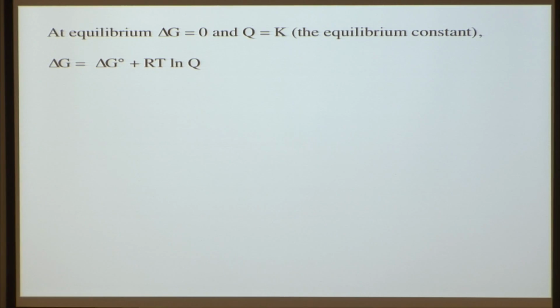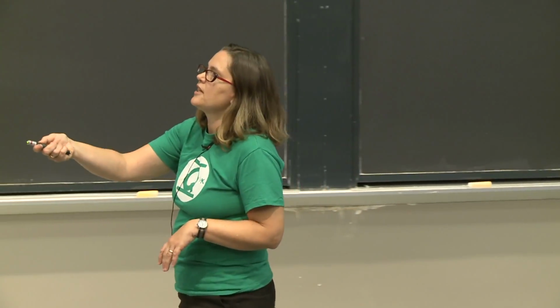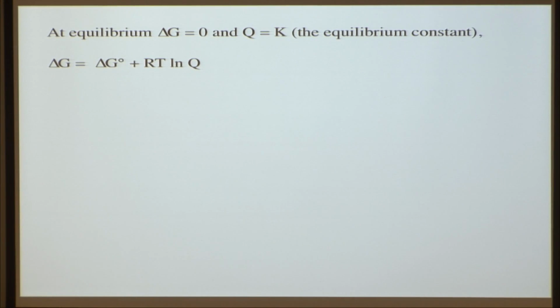So at equilibrium, delta G equals 0. And it's a dynamic process. Rate of the forward reaction equals rate of the reverse reaction. Q now is the equilibrium constant, because the ratio of products to reactants at equilibrium is the definition of the equilibrium constant. So when delta G equals 0, Q equals K.